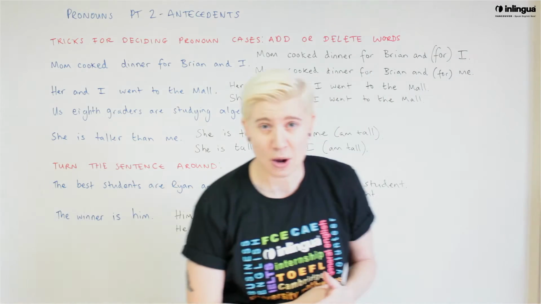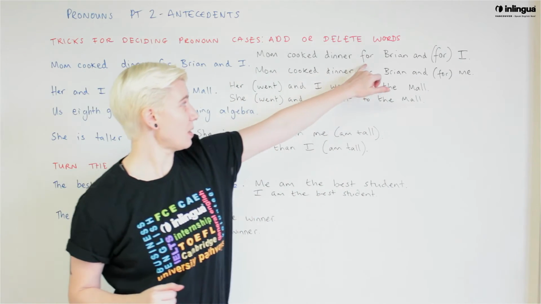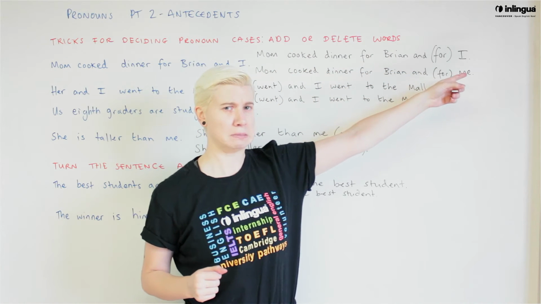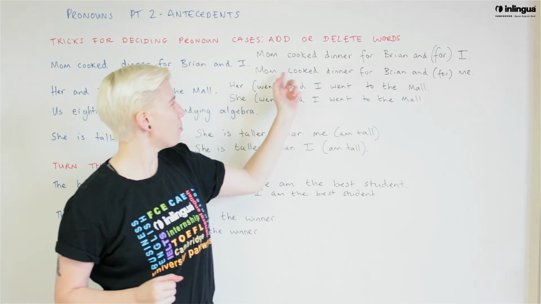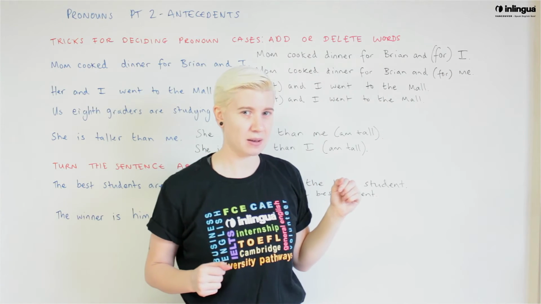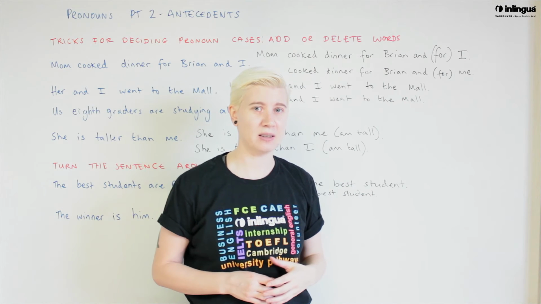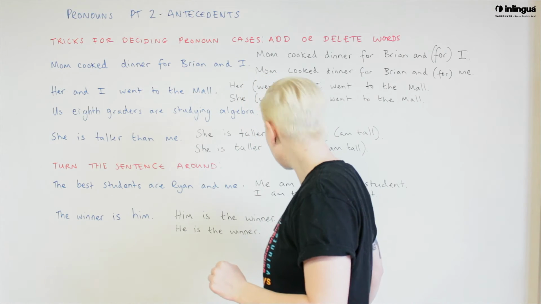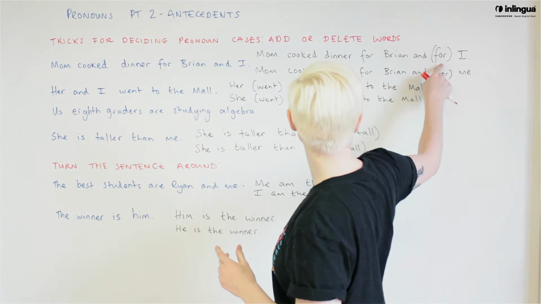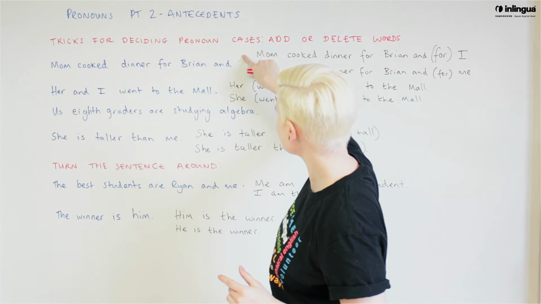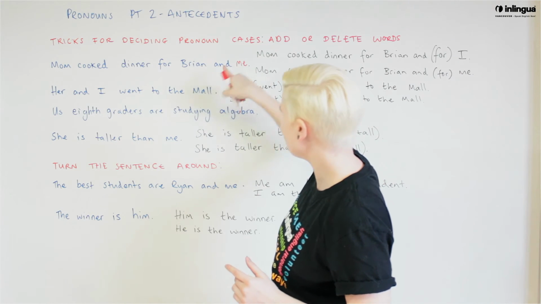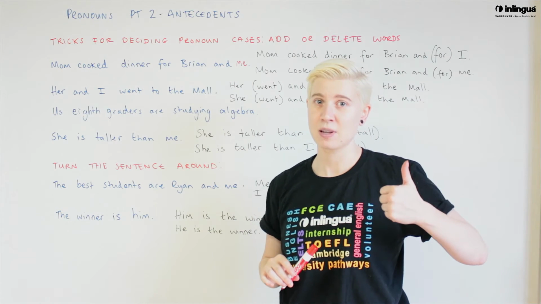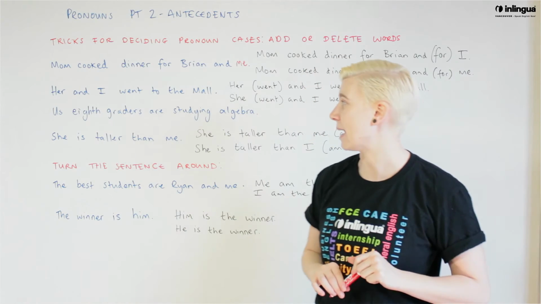Okay. So here, I've chosen to add in and repeat the word for. Mom cooked dinner for Brian and for I. That actually sounds a bit weird. Mom cooked dinner for Brian and for me. For me makes sense. For me sounds better. For I sounds incorrect. When we add in the word for, we can hear that this sentence was wrong. Mom cooked dinner for Brian and for me. That's the correct answer.